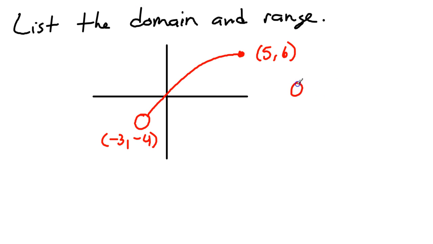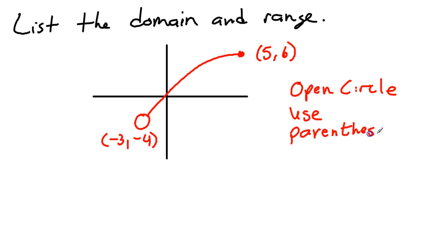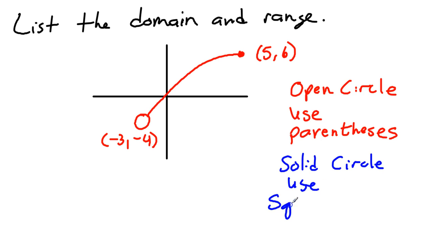Anytime you have an open circle, you're going to use a parentheses. And they're basically getting you ready for interval notation, which is just a different way of writing numbers instead of using the open circles and the closed circles. It's just a different way of showing those. So in the transition there, an open circle is going to be a parentheses. And if you have a solid circle, you're going to use a square bracket.